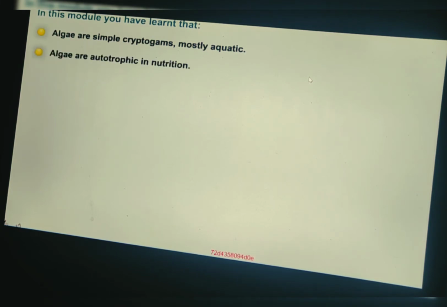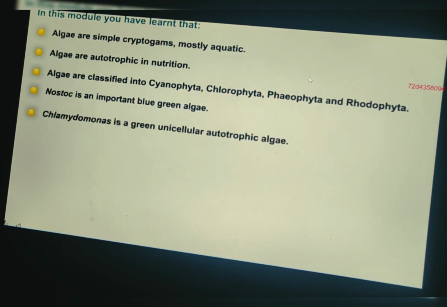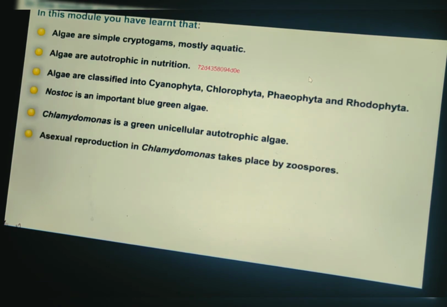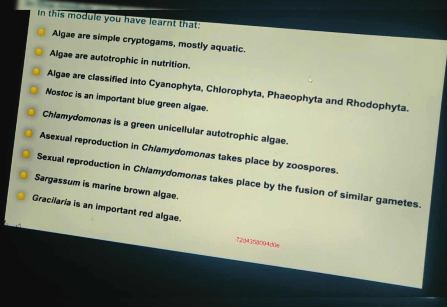In this module you've learned that algae are simple cryptogams, mostly aquatic. Algae are autotrophic in nutrition. Algae are classified into Cyanophyta, Chlorophyta, Phaeophyta and Rhodophyta. Nostoc is an important blue-green algae. Chlamydomonas is a green unicellular autotrophic algae. Asexual reproduction in Chlamydomonas takes place by zoospores. Sexual reproduction in Chlamydomonas takes place by the fusion of similar gametes. Sargassum is marine brown algae. Gracilaria is an important red algae.